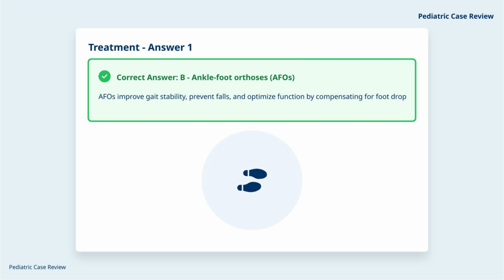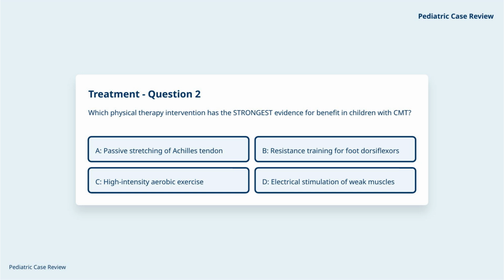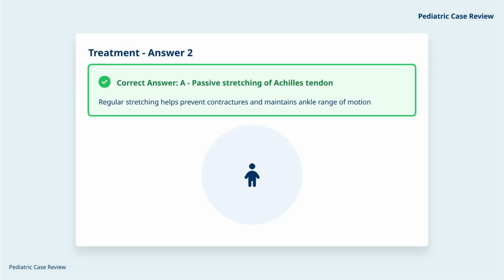treatment for Charcot-Marie-Tooth disease. Which physical therapy intervention has the strongest evidence for benefit in children with Charcot-Marie-Tooth disease? A. Passive stretching of Achilles tendon. B. Resistance training for foot dorsiflexors. C. High-intensity aerobic exercise. D. Electrical stimulation of weak muscles. The correct answer is A. Passive stretching of Achilles tendon.